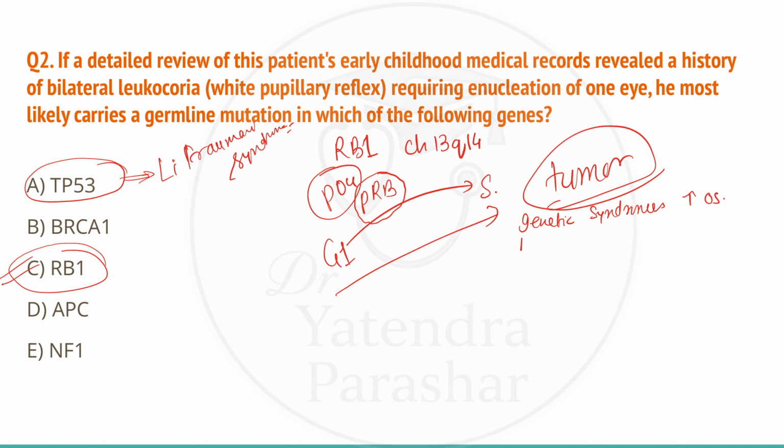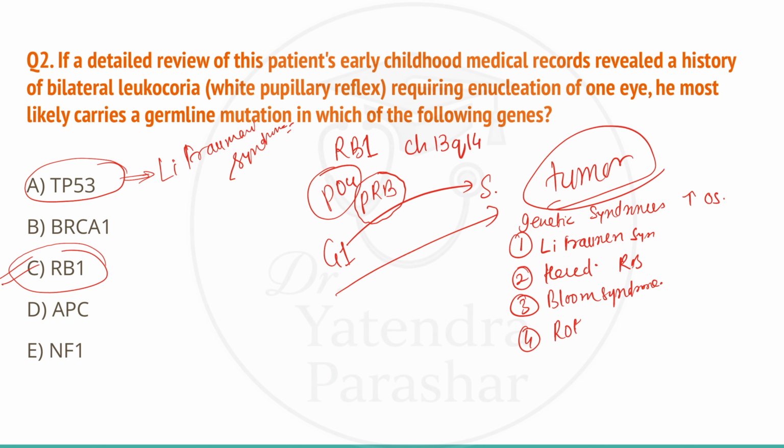The genetic syndromes associated with the increased risk of osteosarcoma are: number 1 is Li-Fraumeni syndrome, number 2 is hereditary retinoblastoma, number 3 is Bloom syndrome, number 4 is Rothmund-Thompson syndrome, and number 5 is Werner syndrome.